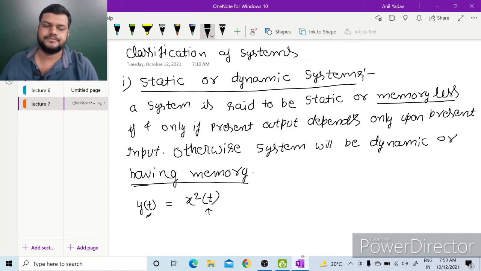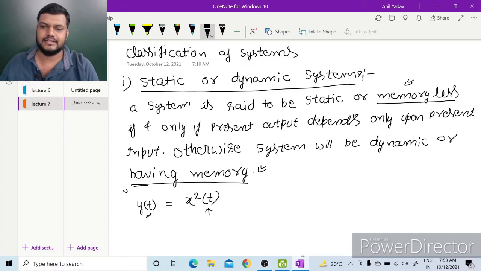Hello guys, so in this lecture we will see static or dynamic systems. A system is said to be static or memoryless if and only if present output depends only upon present input. Otherwise the system will be dynamic, or it will be having memory. Memoryless means static system. System having memory means dynamic system.